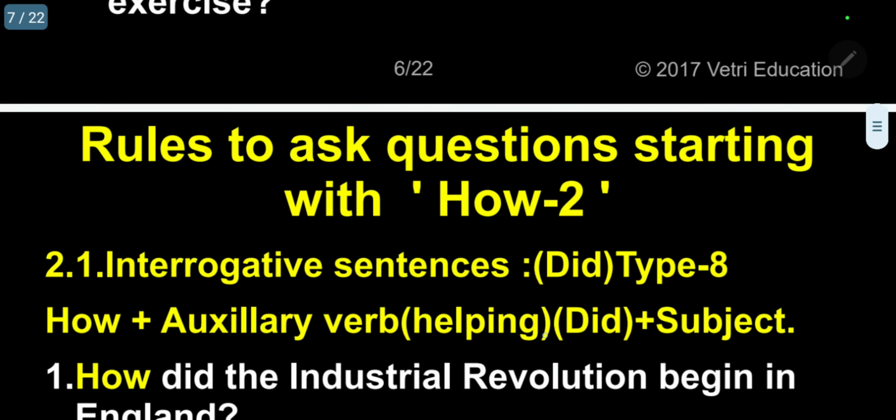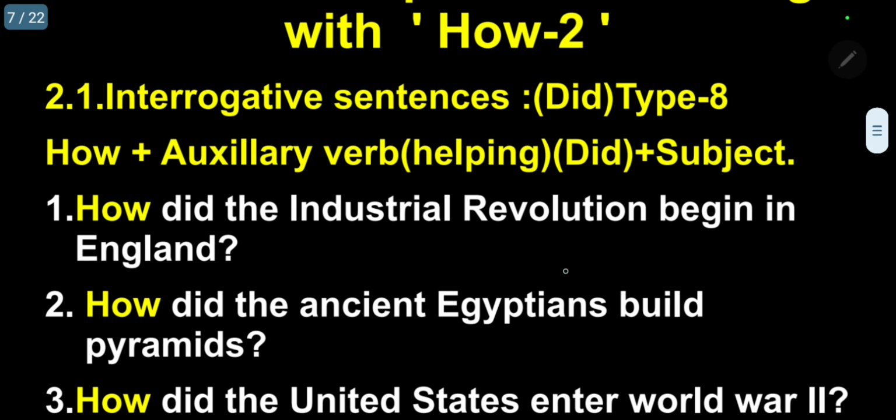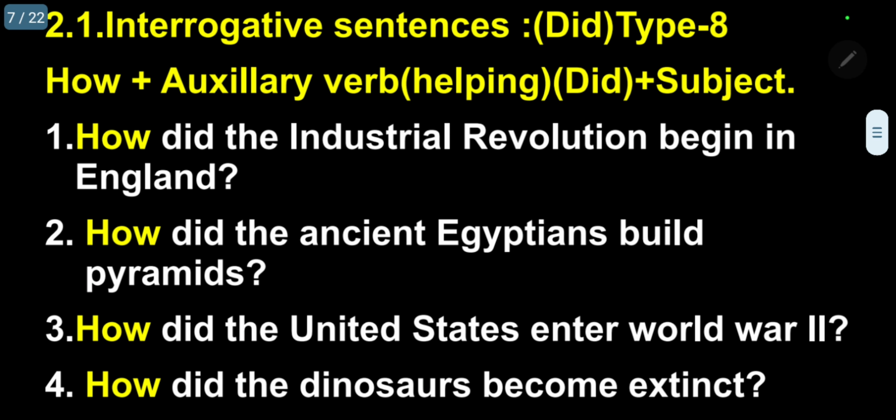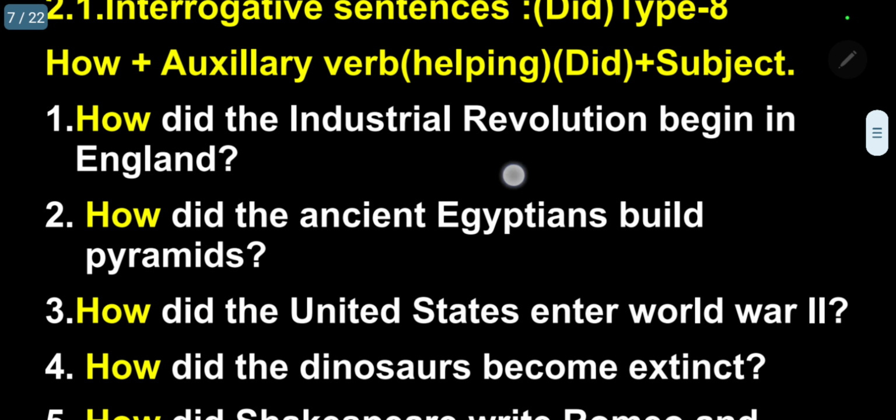The next auxiliary verb I am going to use is the past tense, did. So did is the past tense for both do and does. We are using did as a past tense. So here I will raise questions using did.